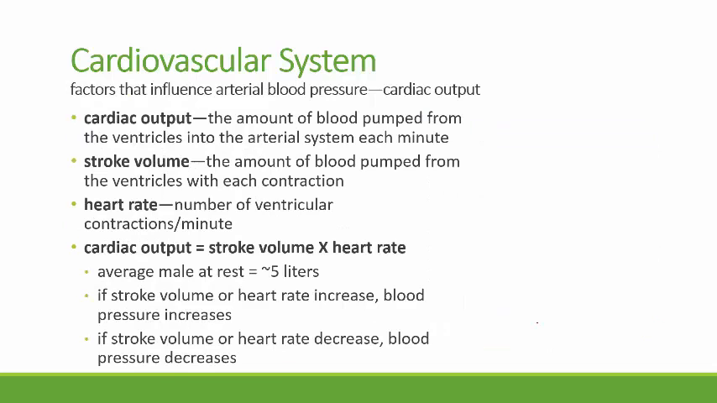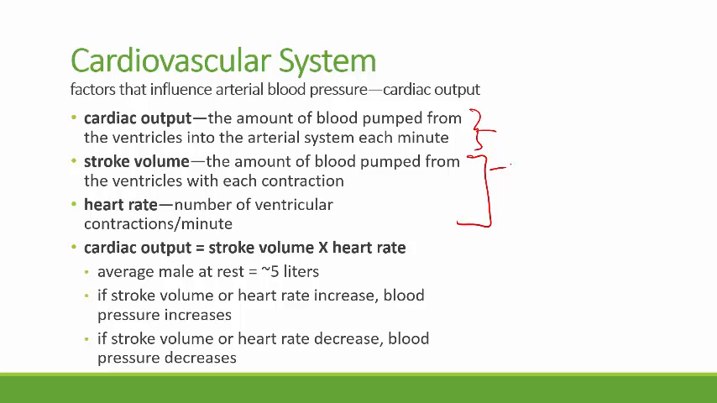Okay, so where does blood pressure come from then? What is it that when we think about blood pressure, what are the factors that influence blood pressure? Well, cardiac output is a major factor that influences blood pressure. Cardiac output is the amount of blood that we pump out of the ventricles every minute. And there are two components to cardiac output. The first is stroke volume. That's the ejection, the amount of blood that's ejected from the ventricles. So stroke volume is how much blood do we push out.